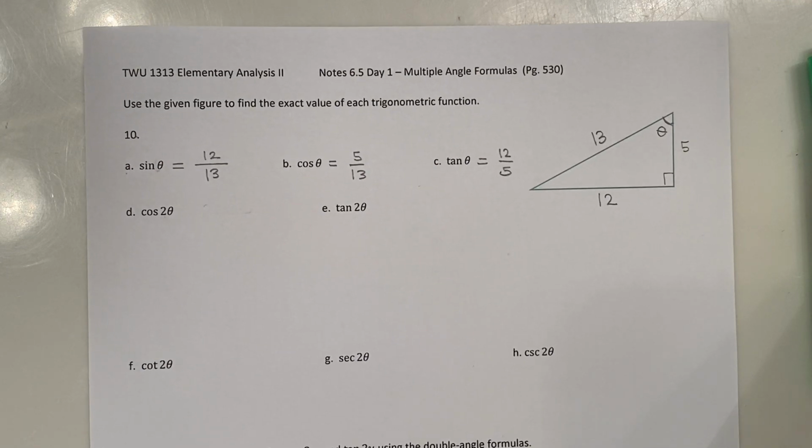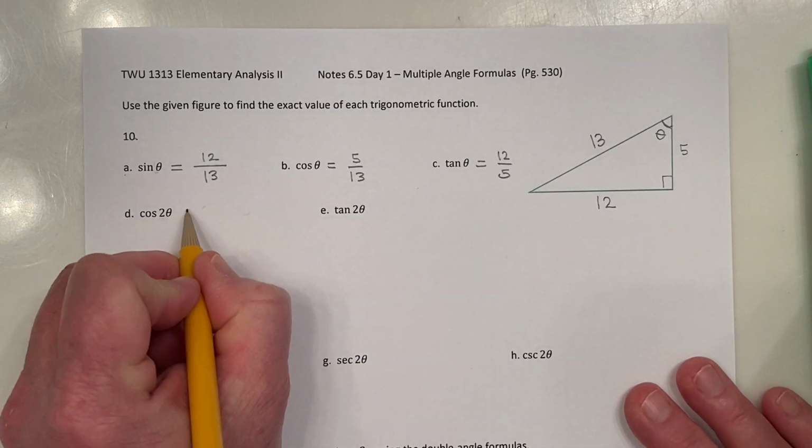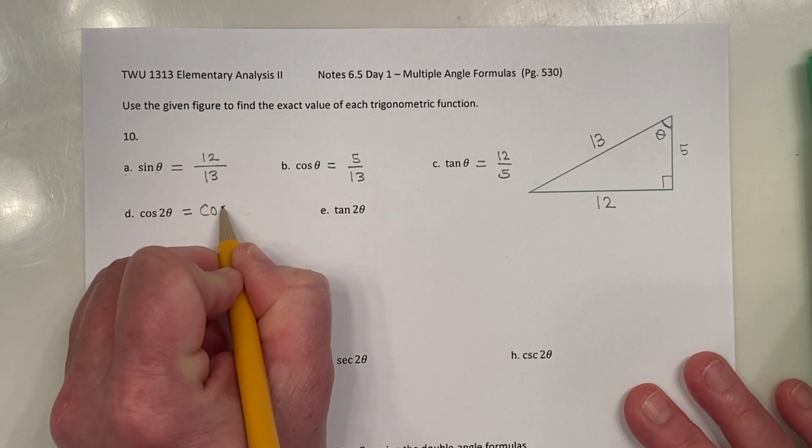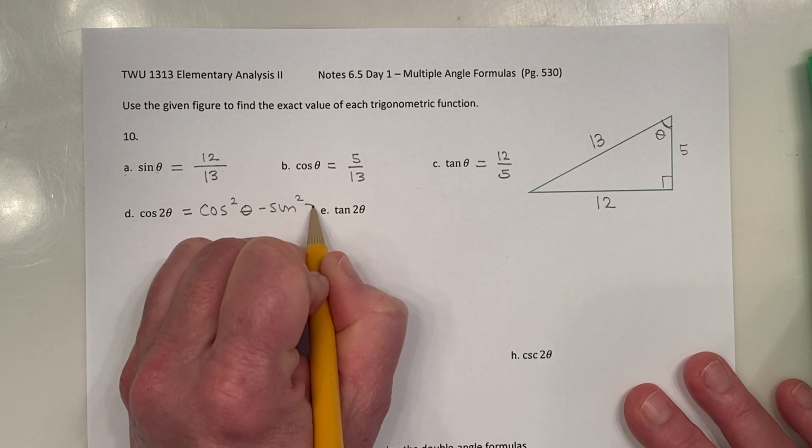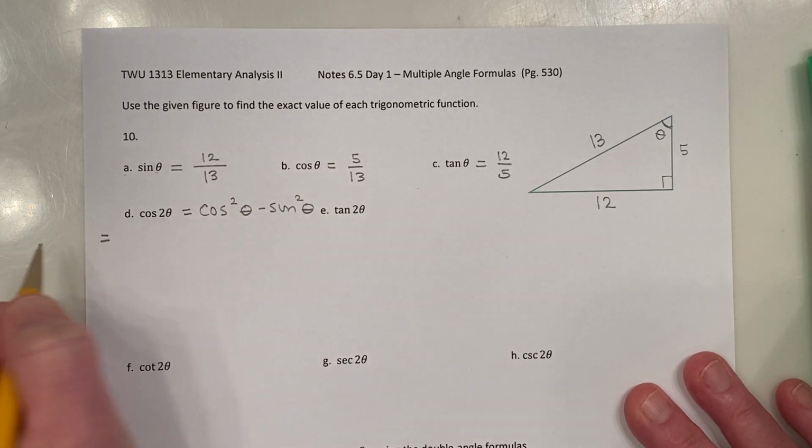Well, how do we find cosine of 2 theta? We go to our formula sheet, and we write down cosine squared theta minus sine squared theta. And we'll come over here.